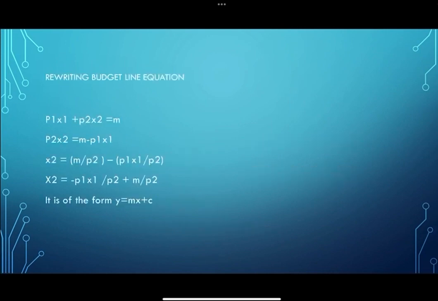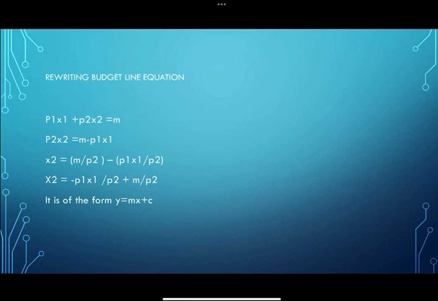Okay. Rewriting the budget line equation. I have rewritten this equation as x2 equals minus P1 x1 by P2 plus M by P2. Okay, why have I rewritten this equation? Any idea?